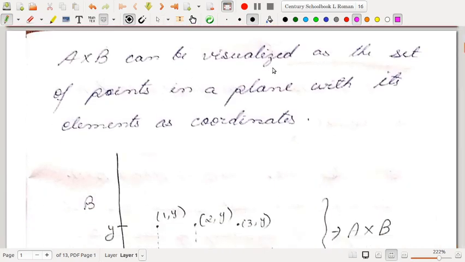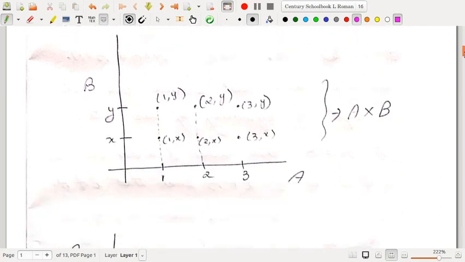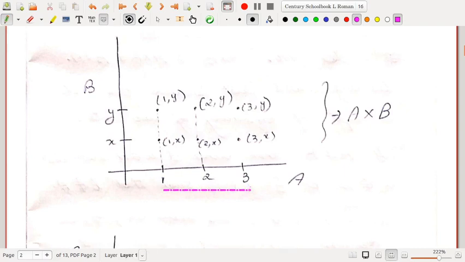A cross B can be visualized as the set of points on a plane with its elements as the coordinates. So if we write A on the horizontal axis, B on the vertical axis, then the point (1, x) will be obtained this way. From the origin you come towards this 1, from 1 you move up towards x, up to the same distance. So this point will be your (1, x).